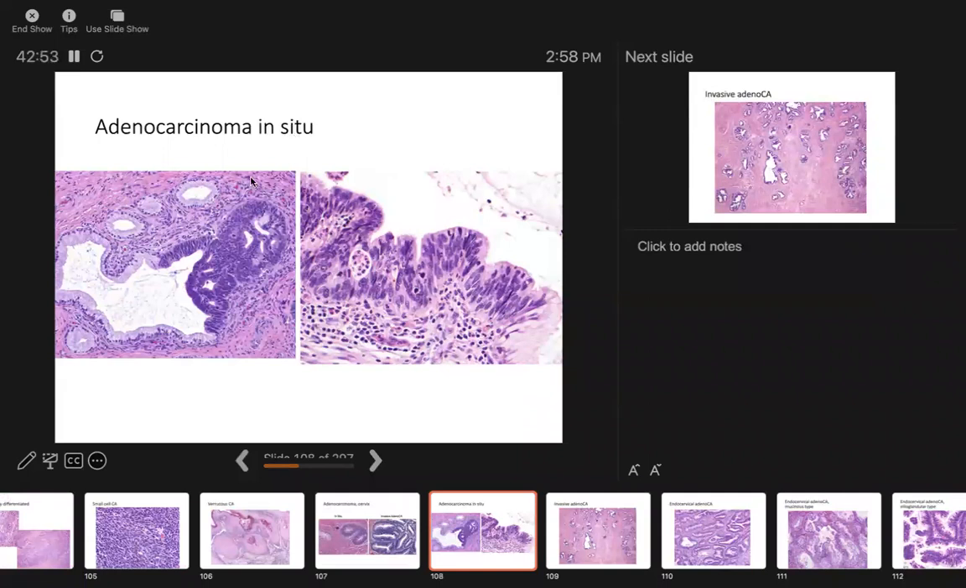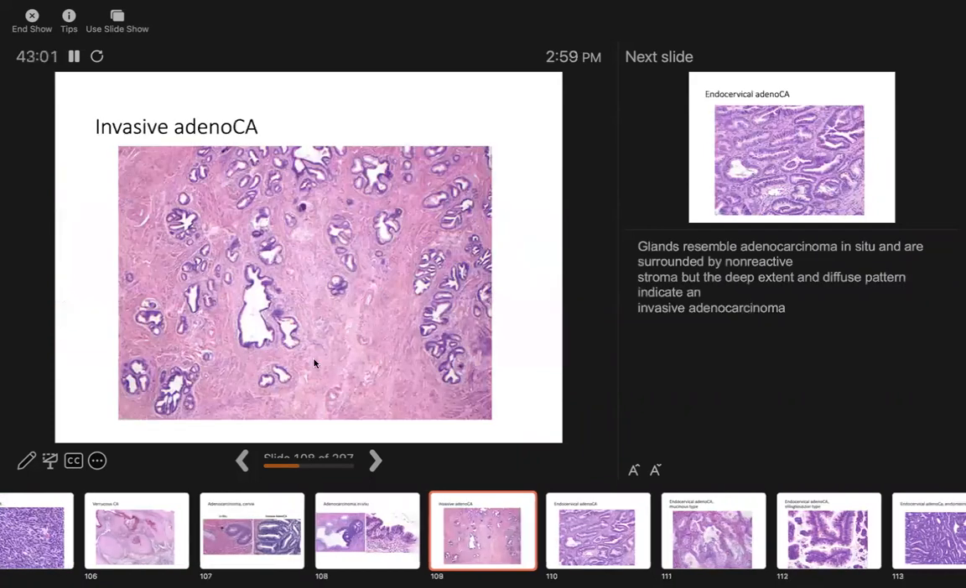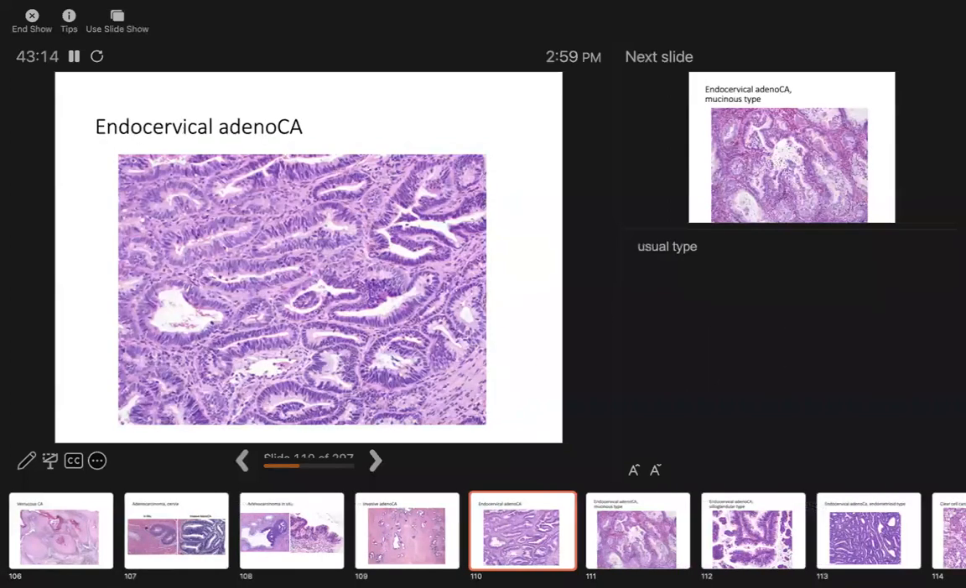When you see that the glands are now haphazardly arranged in an infiltrative manner, often the reaction of the stroma is desmoplastic, otherwise known as fibrous, then that you label as invasive. So I hope you're following: microinvasive, invasive. Okay. Now, there are different variants.